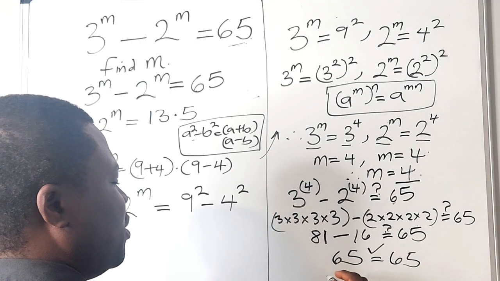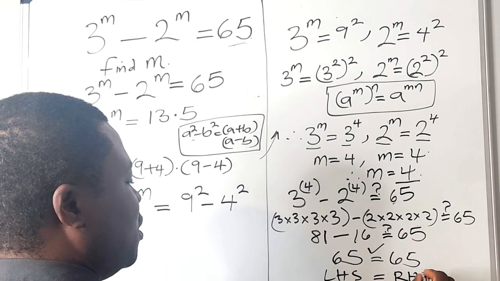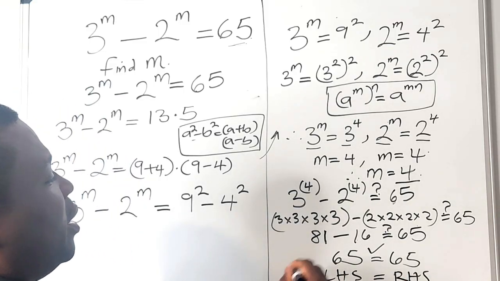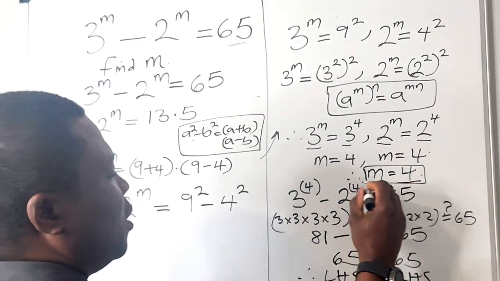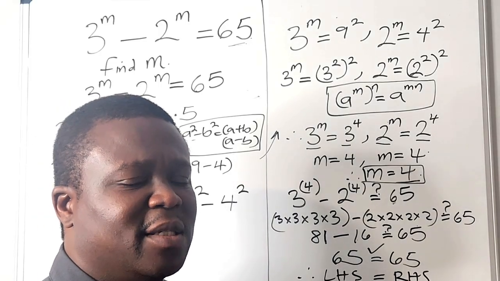So this means that the left-hand side is equal to the right-hand side. Therefore, our value for m, which is 4, is the right answer.